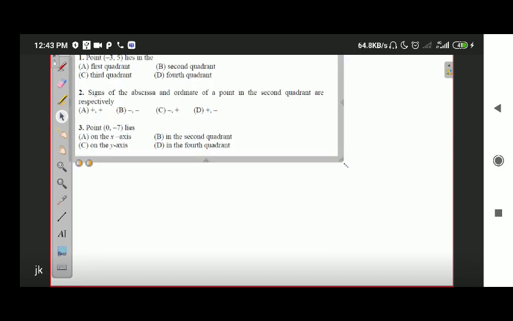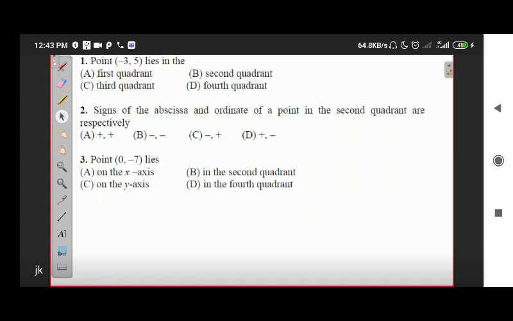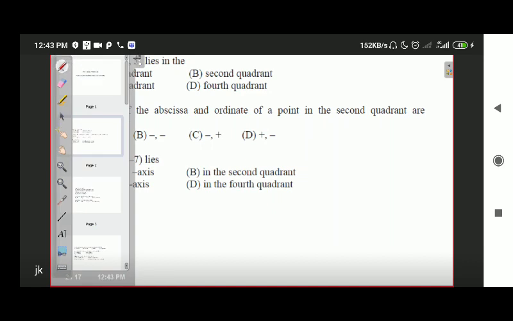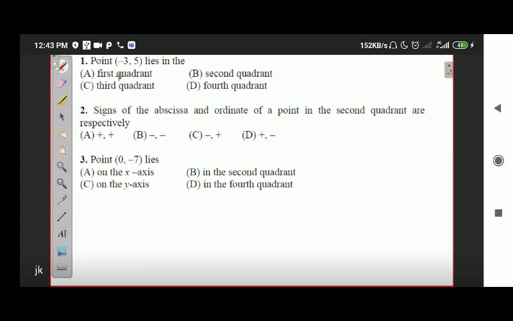First of all, question number one. Question number one is: point (-3, 5) lies in which quadrant? Okay, so the abscissa part is negative and the ordinate part is positive. That means it is third quadrant. Sorry, not third, second quadrant.